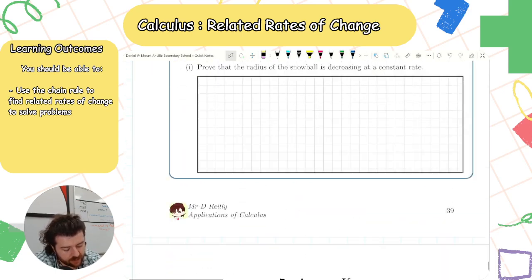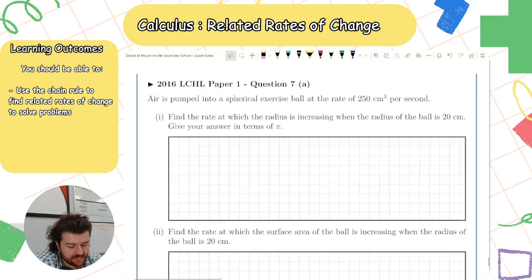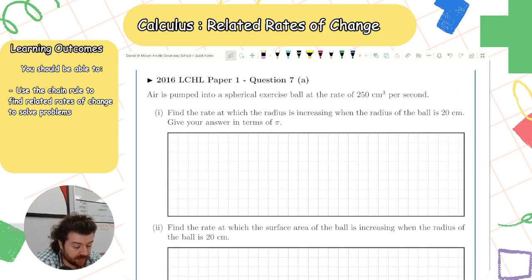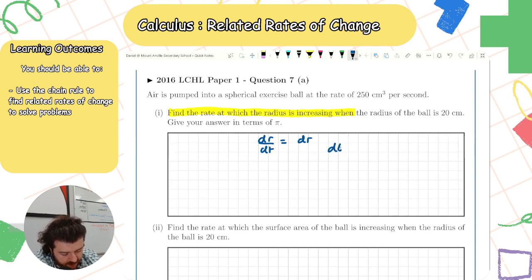Right, we're in the home stretch now. This one is from 2016. Air is pumped into a spherical exercise ball at a rate of 250 centimeters cubed per minute. Find the rate at which the radius is increasing when the radius of the ball is 20. So I am looking for dr/dt. I need a dr on top, I need a dt on bottom.